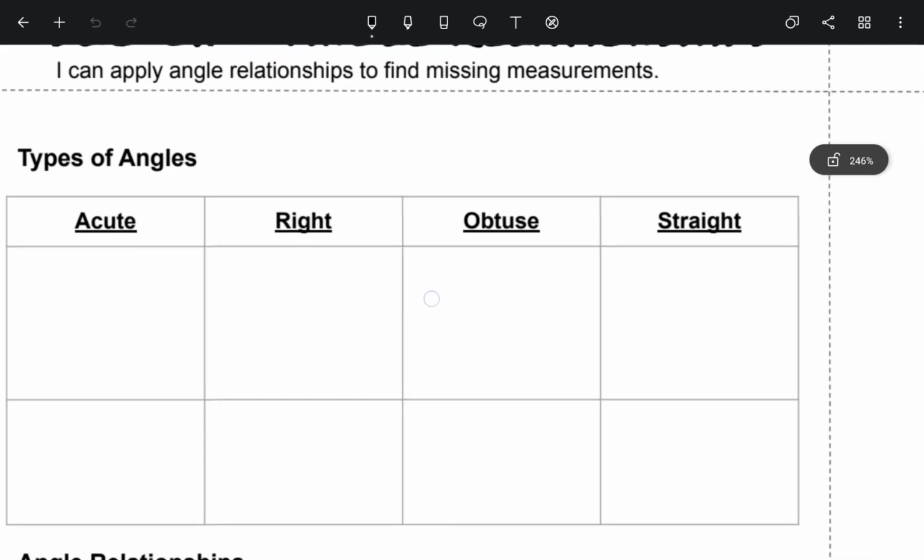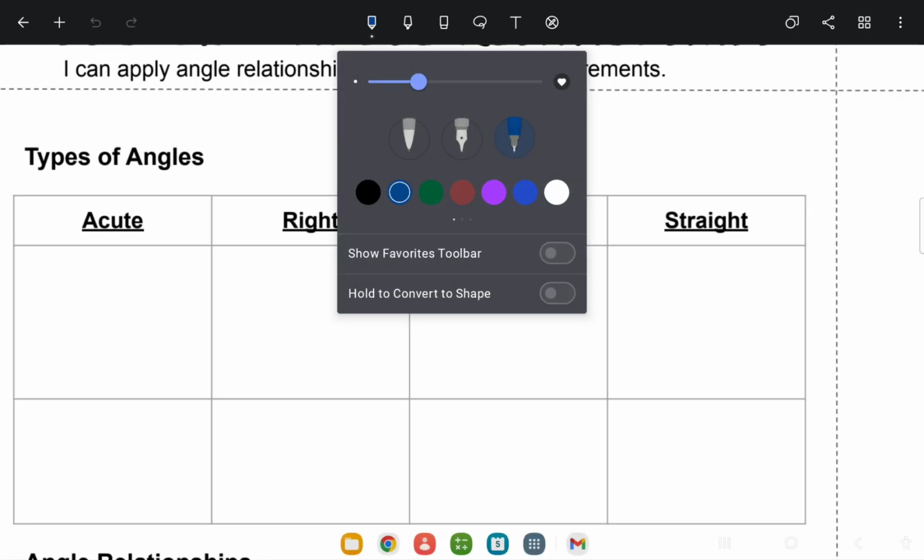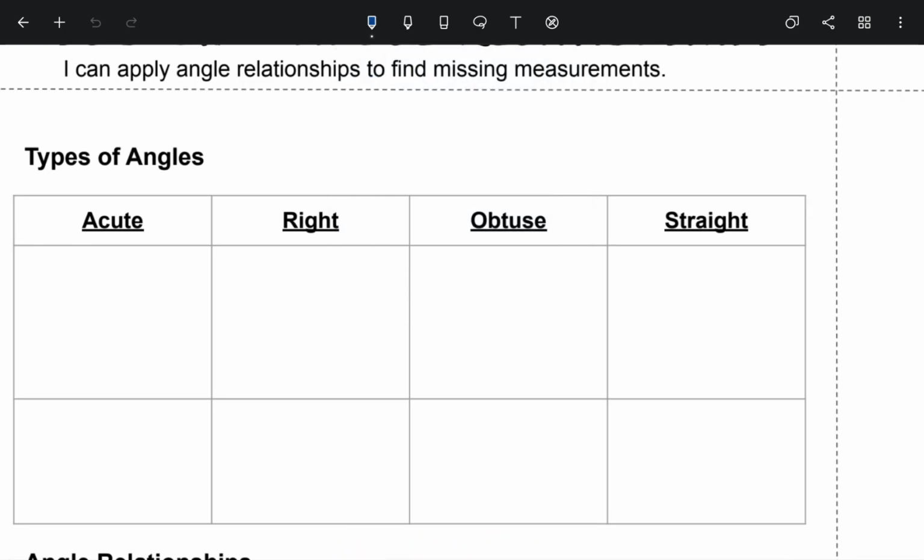So in this first table here, we have 4 different types of angles. The first one is an acute angle, which is any angle that is between 0 degrees and 90 degrees. So more than 0, less than 90. And those are going to look something like this. Okay, so a very skinny angle.